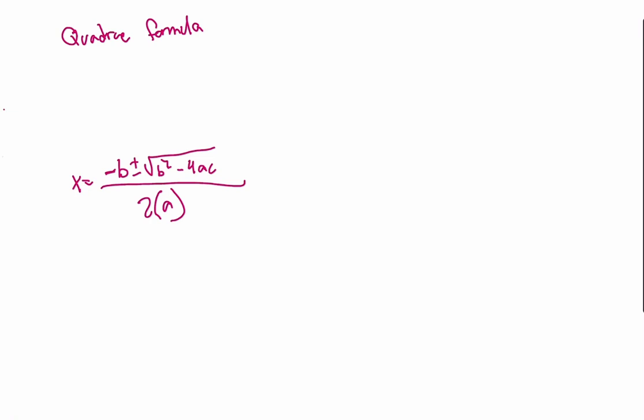As an example, if we have 2x squared plus 3x minus 5 equals 0, this isn't something we can factor. What we can do is match up our a's, our b's, and our c's. Take note that this c is not 5, it's going to be negative 5. I'm actually going to write a little table here. Our a is 2, our b is 3, and our c is negative 5.